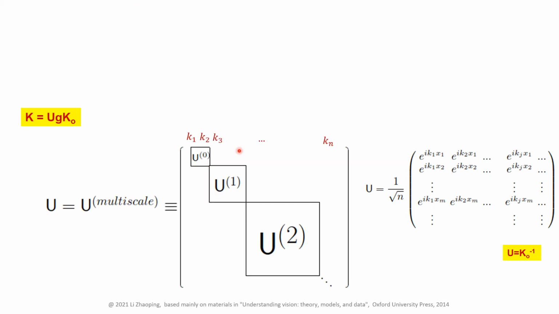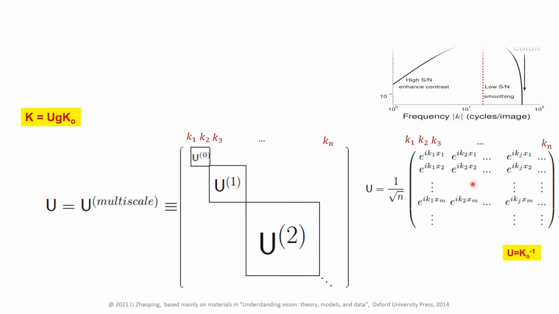In more detail, let's list out all these frequencies from the lowest to highest, K1 to Kn, and the same list here. And for this retinal filter, we recall that the receptive fields cover the whole frequency range, from the lowest to highest. However, now for this multi-scale U matrix, each of these bands has a limited band of frequency.